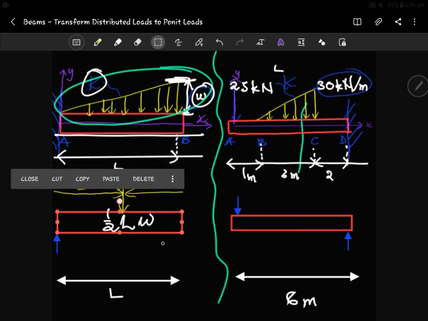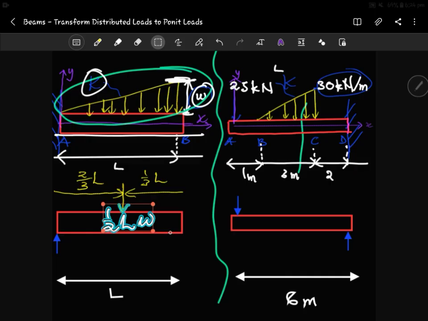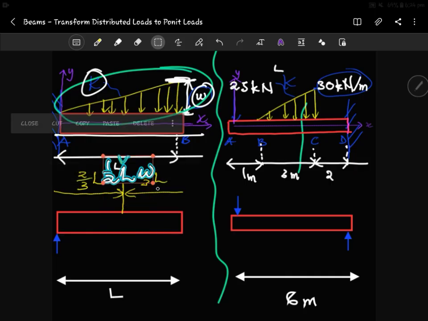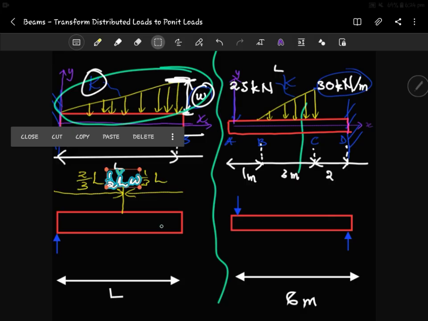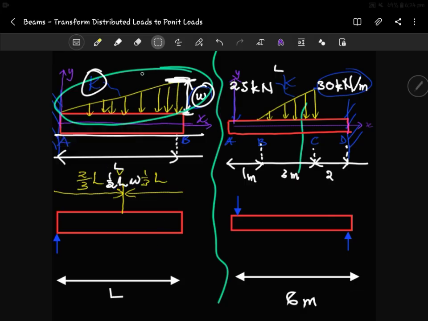So this right here will be over here, if you try to transform this. Yeah, so that's how it will be. If we decide to transform this into a point load, we end up getting this right here. So the origin is still the same. We are converting this to this, so the origin is still the same here. So from here to here is 2/3 L, from here to here 1/3 L, right?